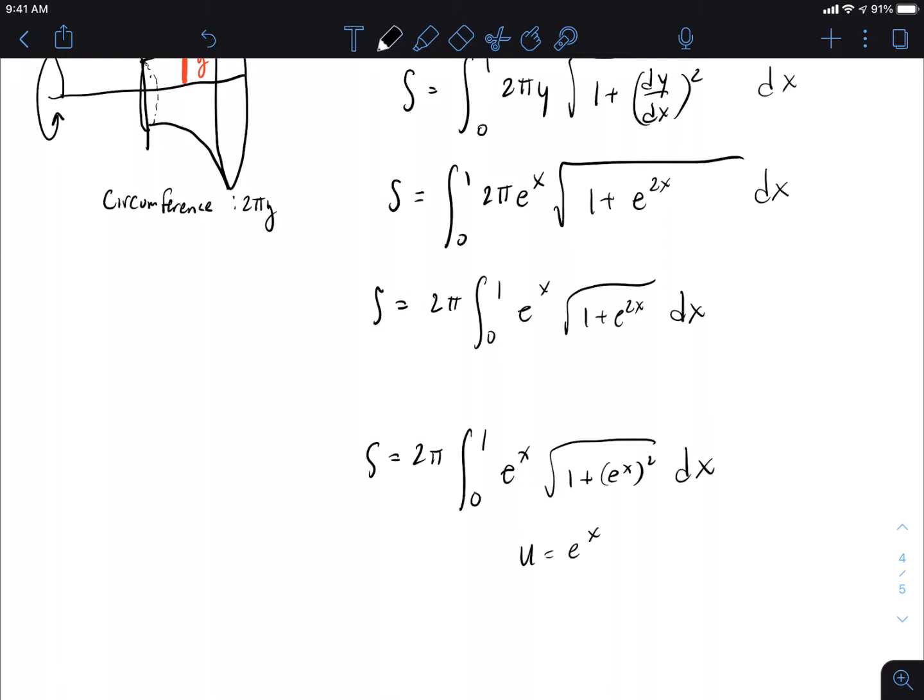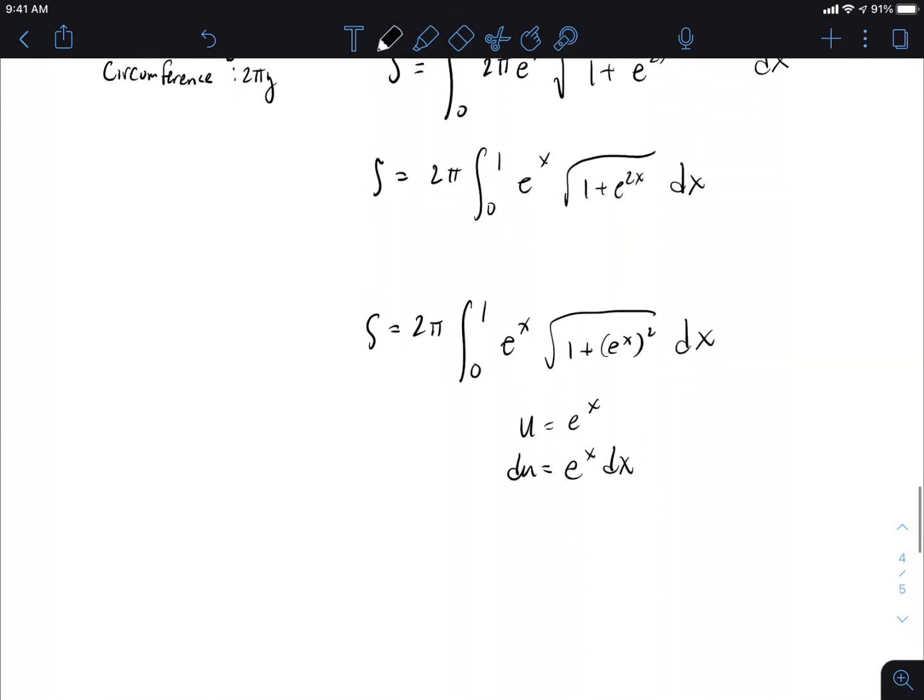Do you see that? So my u is that e to the x, du is going to be e to the x dx, this takes care of this and this. And so I'm going to get 2 pi integral of root of 1 plus u squared du. And I'm not going to mess with the bounds. I don't want to mess with the bounds. So I'll come back to the bounds in about 3 months. Okay?